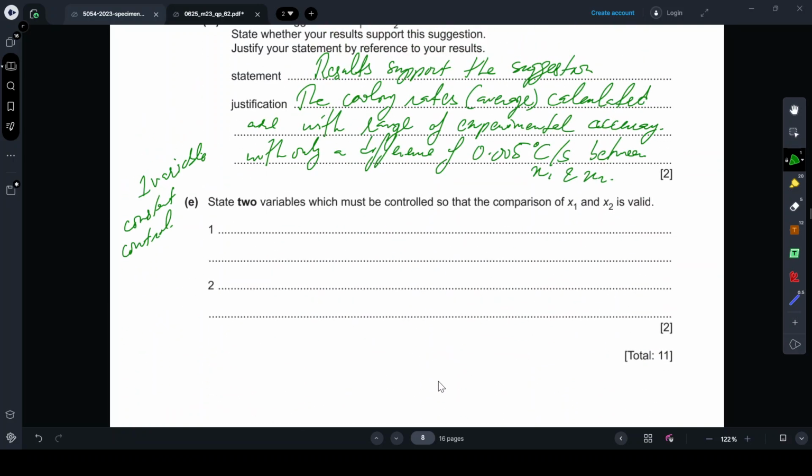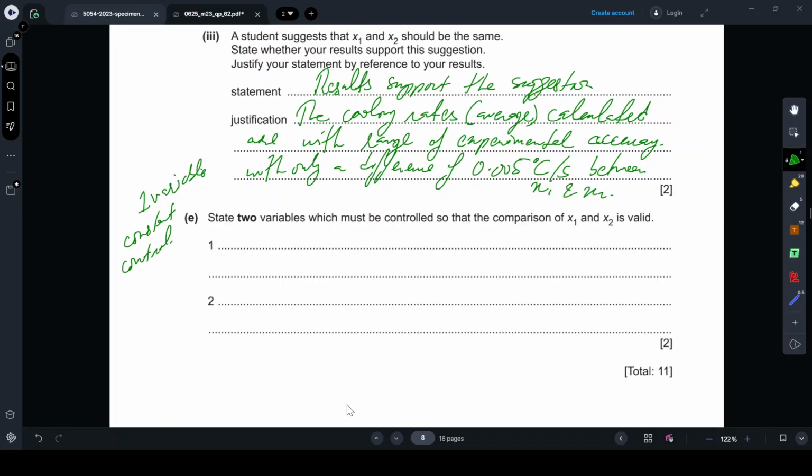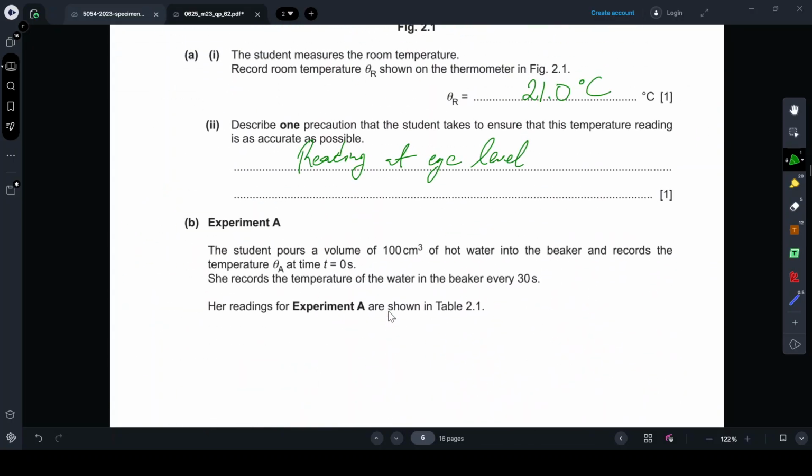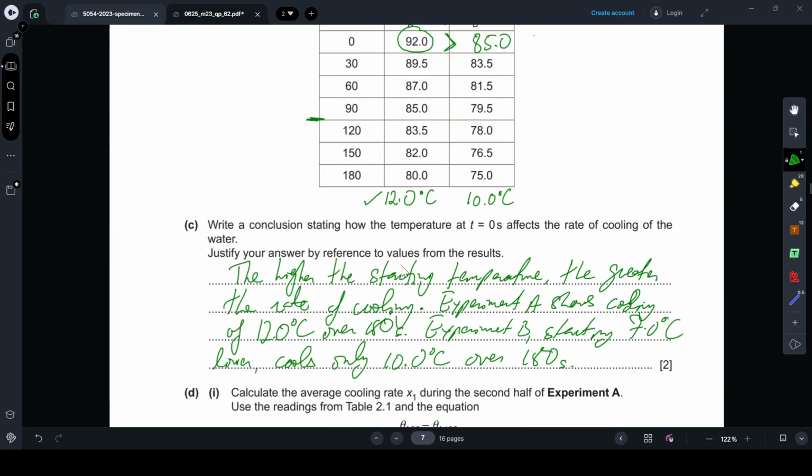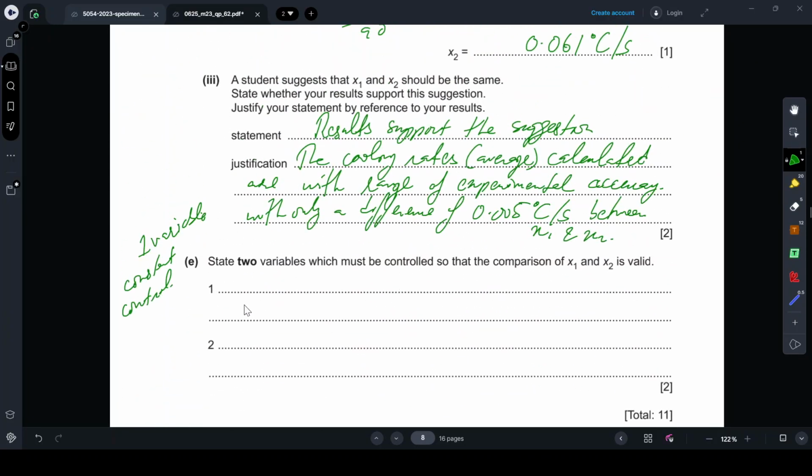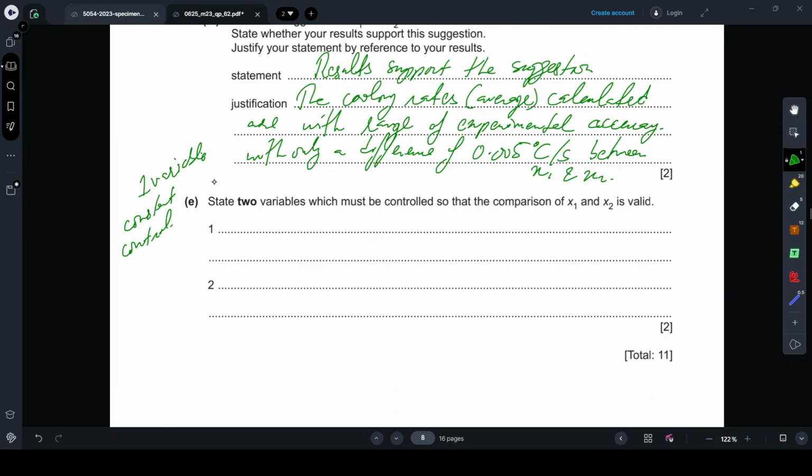Or what else maybe? We gotta keep the water the same. Yes, so that is actually one point, and they've mentioned that. So it's sort of like just paying attention. Actually, use the same volume of water, because if you're using different volumes of water, then obviously it's going to affect the cooling. Okay, what else?